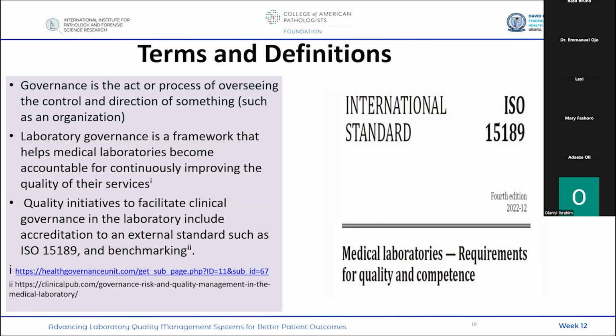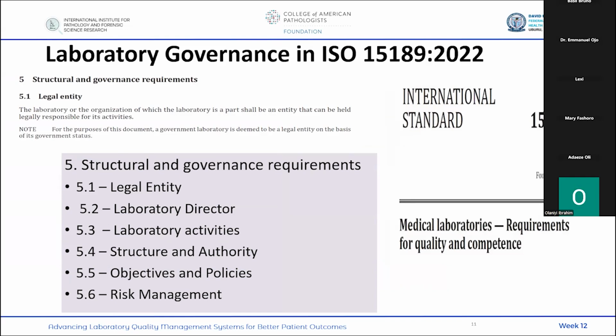So quality initiatives to facilitate clinical governance in the lab include accreditation to an external standard such as ISO 15189. So when we have this, it will help us to determine whether or not we are providing the right services that is required to meet the needs of the client or not. So all of this is to help us understand what governance and leadership, as the case may be, is all about. So ISO 15189 2022 talks about governance.